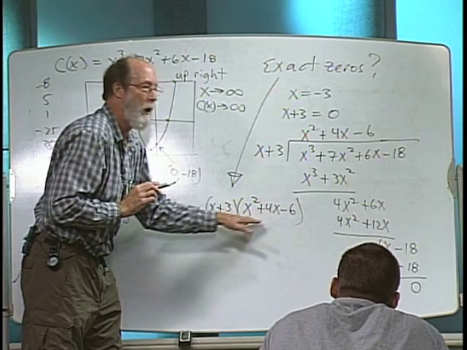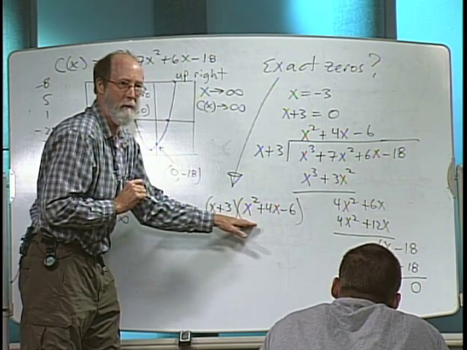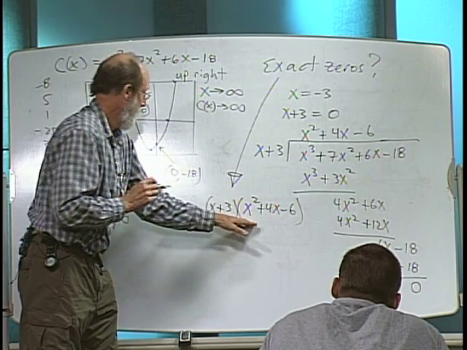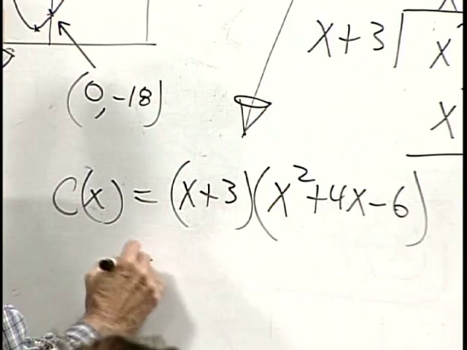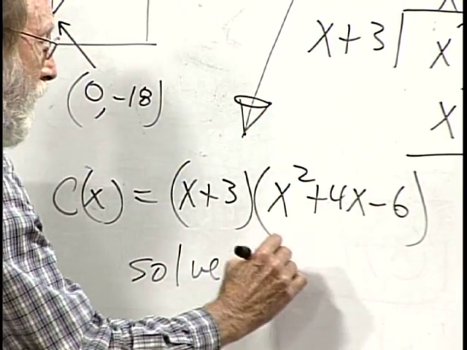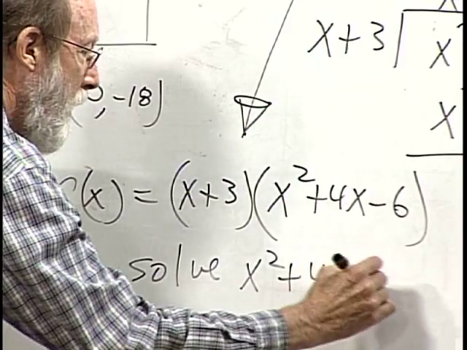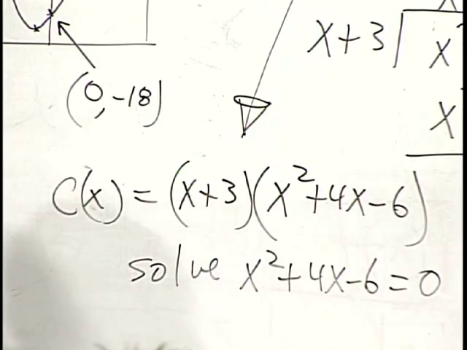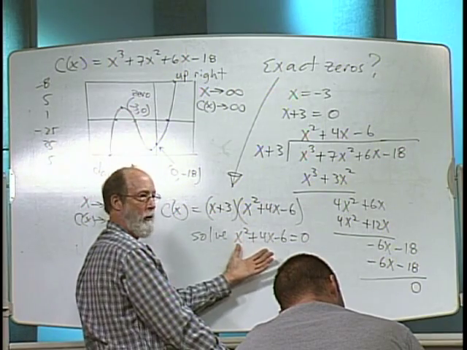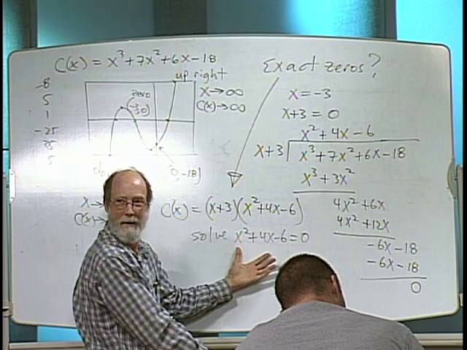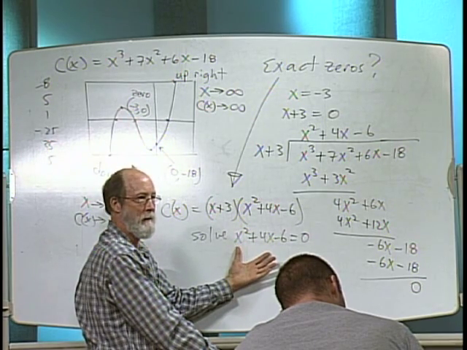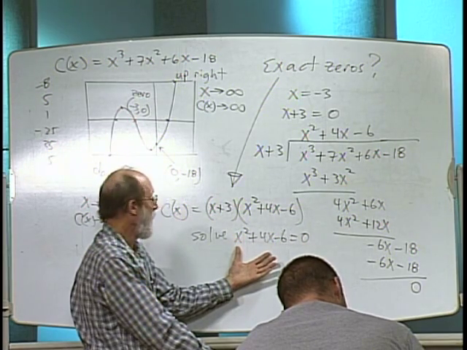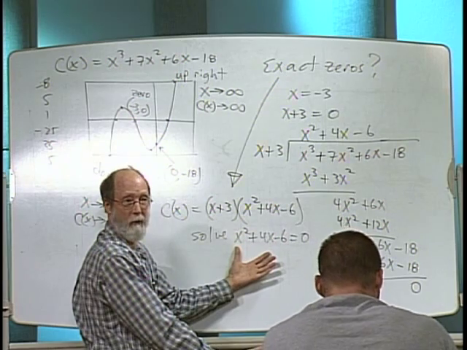And this is now quadratic. And you folks are fast at solving quadratics, aren't you? So what we now need to do is solve x squared plus 4x minus 6 equals 0. We could use the quadratic formula, right? How do you know which one to pick, quadratic formula or completing the square? Either one. Completing the square always works.